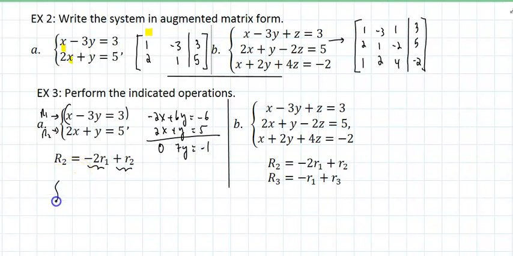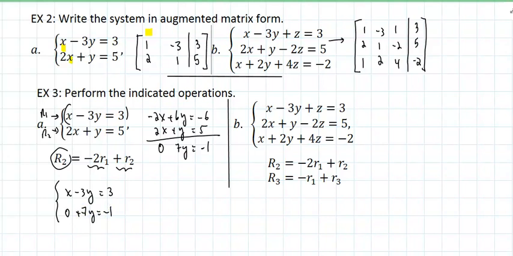So now my system looks like, so notice row 2 changed. Row 1, I'm not touching. Row 2 would be 0 plus 7y equals negative 1. That's pretty much what that means.